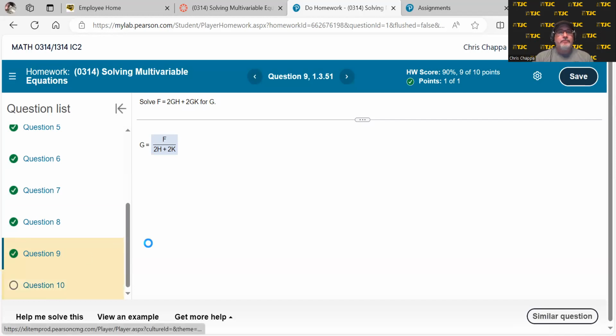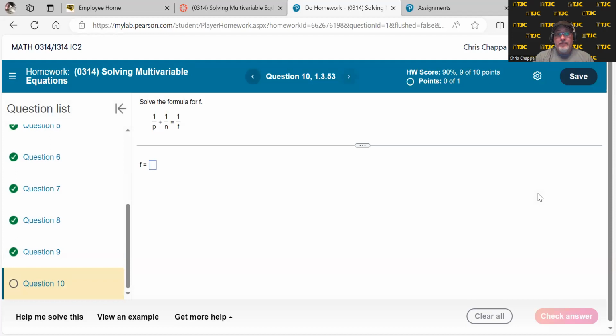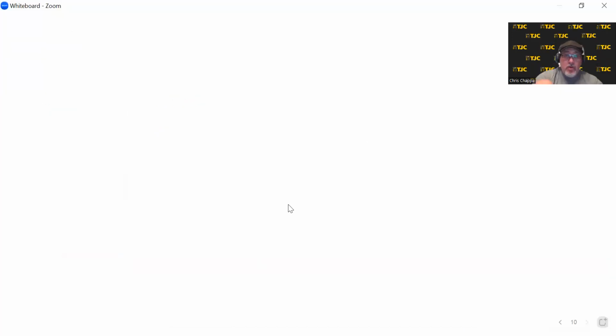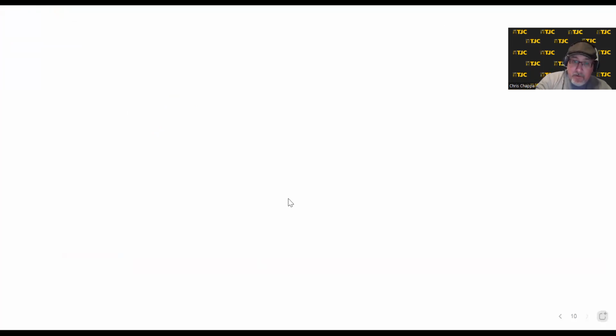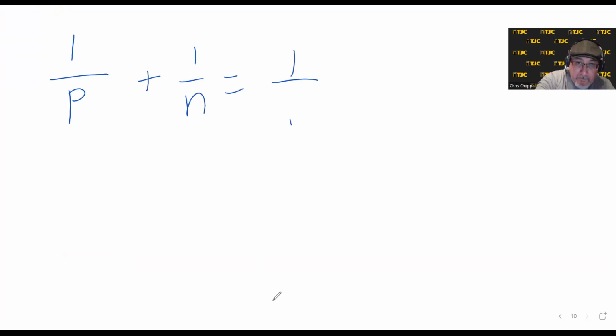Number 10, solve for F. Well, where's the F? It's in the bottom of a fraction. So we're going to have to fix that. In fact, there are more fractions here than I care for. So when I attack this problem, I'm going to get rid of all the fractions right away. We're solving for F, and the equation is 1 over P plus 1 over N equals 1 over F. And we're solving for the F.